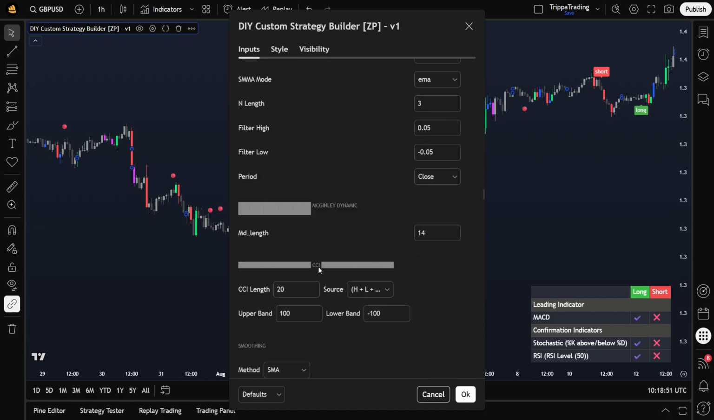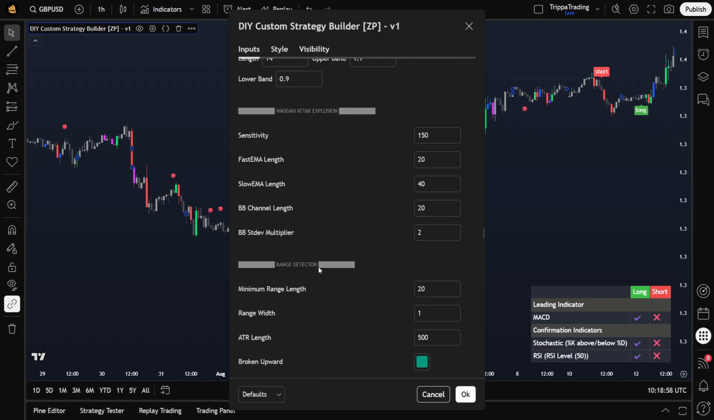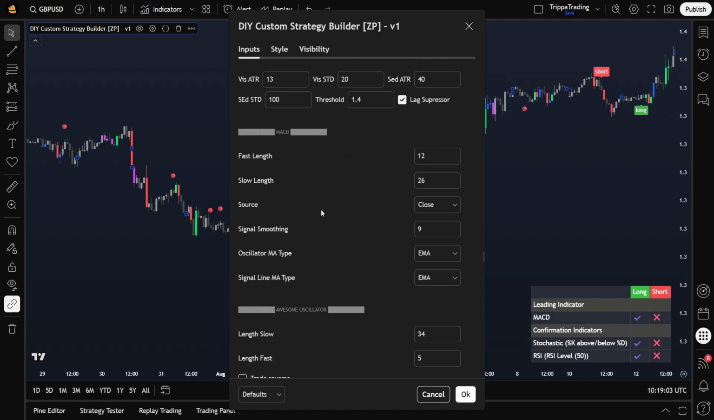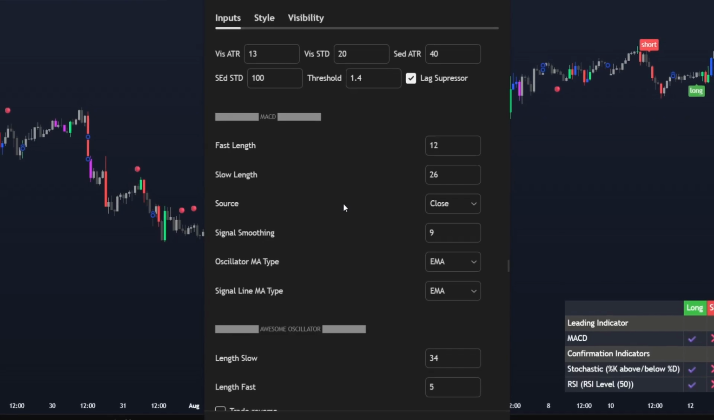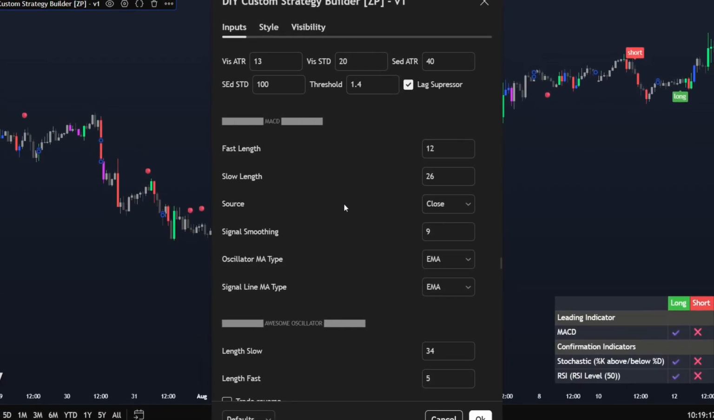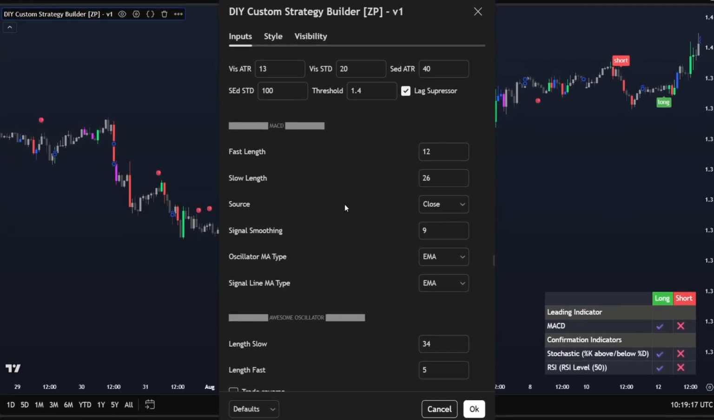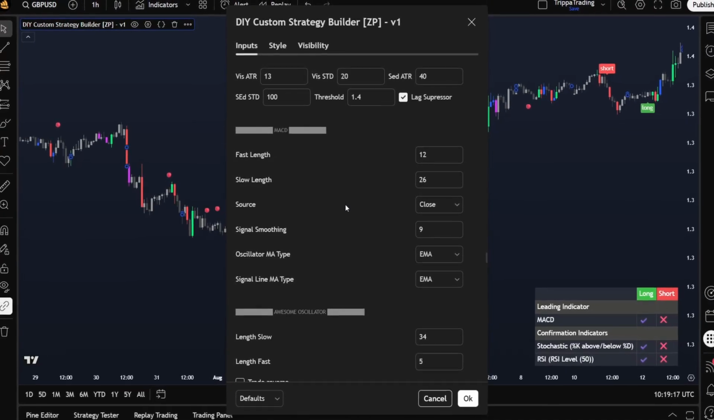You can also adjust the settings of each indicator individually. For example, MACD by default is 12, 26, and 9. But if you want to change it to 34, 144, and 14, you can also do that. Similarly, RSI defaults to 50 as the center line, but you can move it higher or lower. Stochastic can be adjusted as well. You have full control of the settings for every indicator inside this builder. That means you can design your strategy exactly how you want it and test it live on the chart.